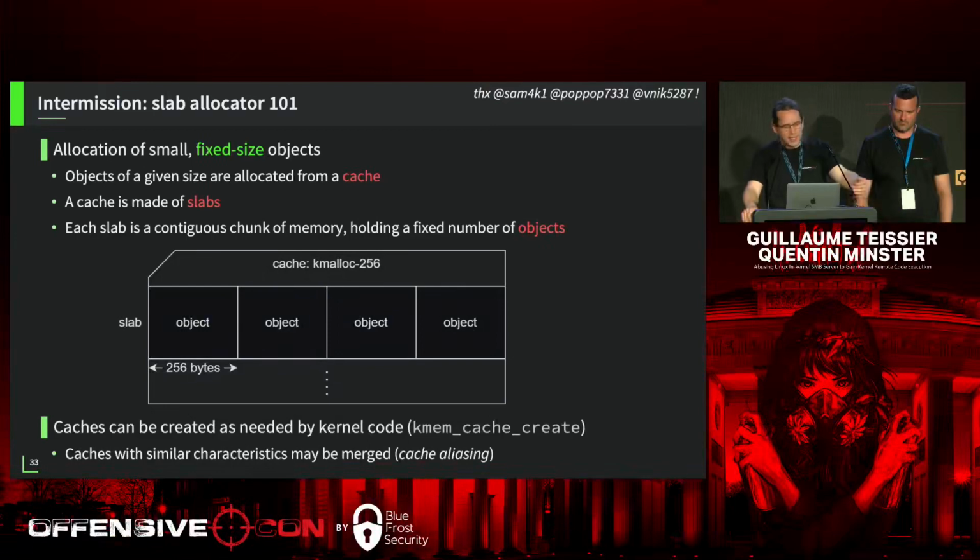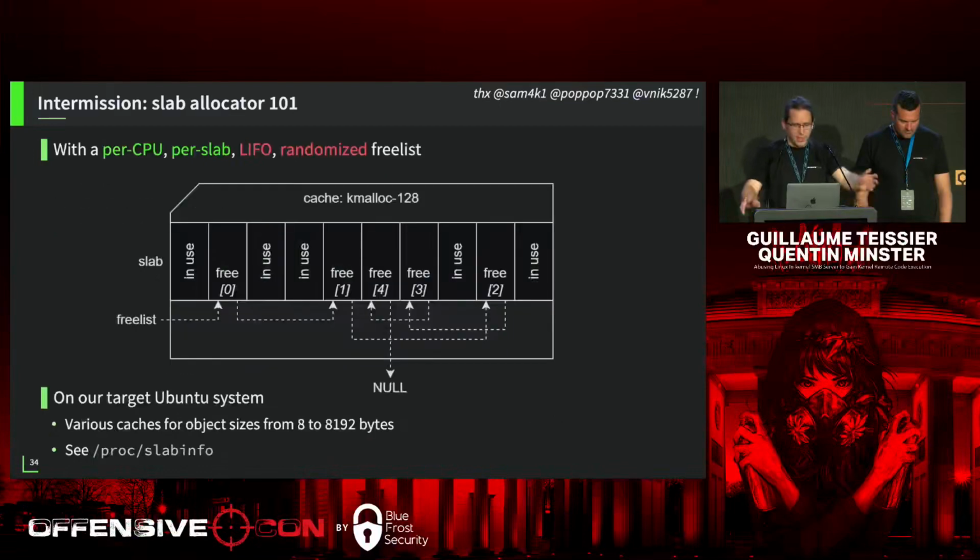And kernel code can create caches as it needs. Some of them will get merged if there are similar characteristics. We'll get to that later. Right, so that's allocation. And another important feature of the slab allocator is that it has per CPU, per cache, free lists. And those free lists are last in, first out. So when you free an item in the slab, the next item that you will allocate will be that precise item. It's an important feature of this allocator. And the free list is initially randomized. That's a mitigation that prevents attackers trying to exploit the slab from predicting the layout of the objects in the slab.